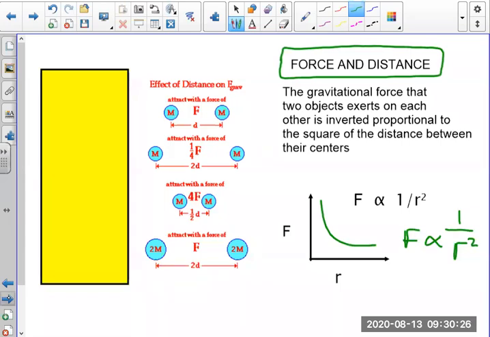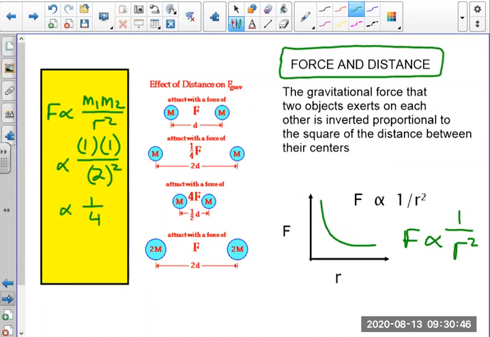Now let's see how we're going to work that out. So we know the equation is M1, M2. I'm just working with the directly proportional. They say the masses remain the same, but let's say the distance doubles. So I put a 2 instead of a 1 for R. So it's 1 over 4. So it's going to be a quarter of what it was. And these are examples of it.